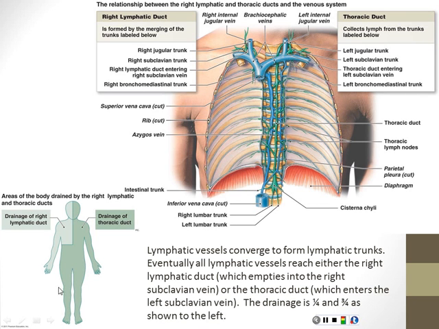The rest of the body, the other 3/4, comes in here through the left side, and that we call the thoracic duct. So it's sort of an unusual spot in the body where we have a significant non-symmetric distribution. We have 1/4 going into the right side and 3/4 going in through the thoracic duct, which is right here. All right.